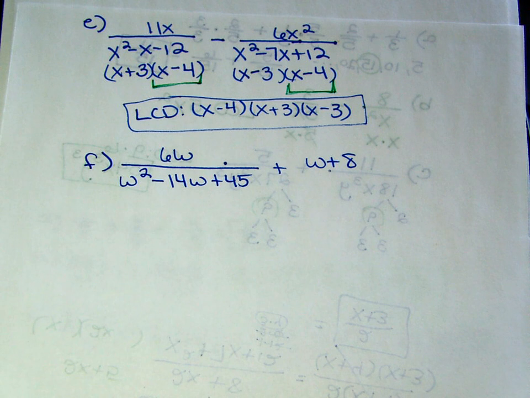So we have 6w over w squared minus 14w plus 45, plus w plus 8. Now, all of our problems thus far, we've had a fraction plus or minus a fraction. This one's not written that way. So how would we make it a fraction plus a fraction? Yeah, we're going to stick this w plus 8 over 1.